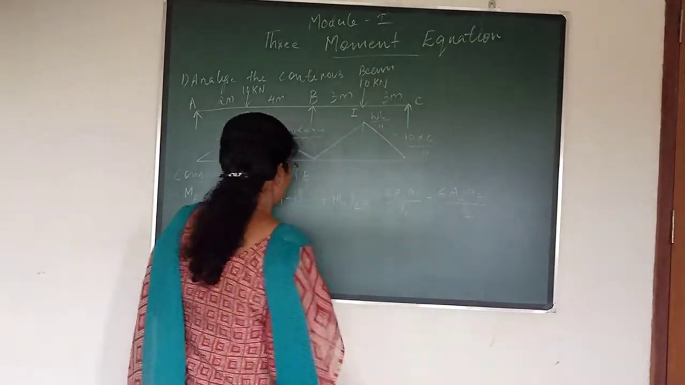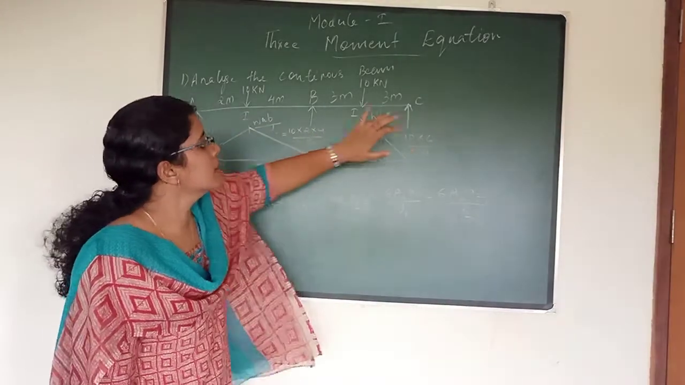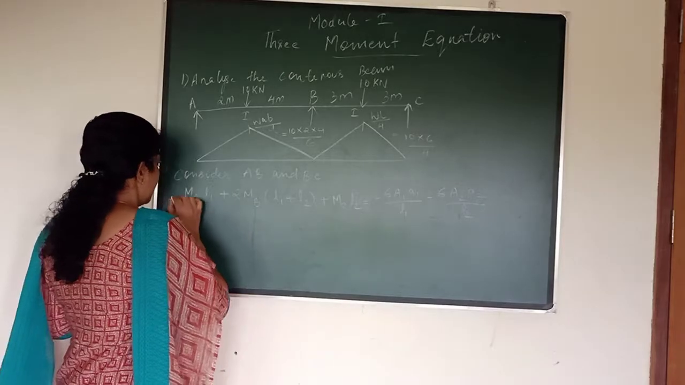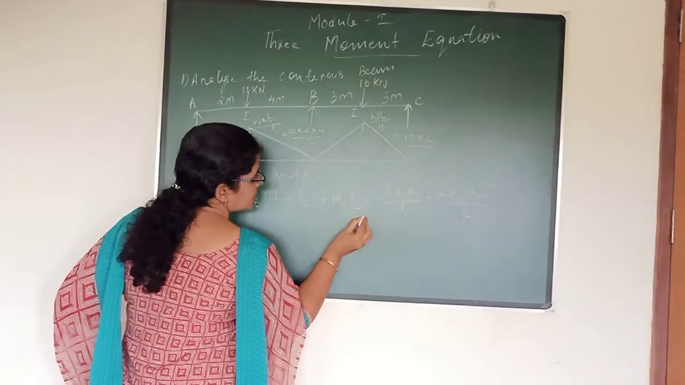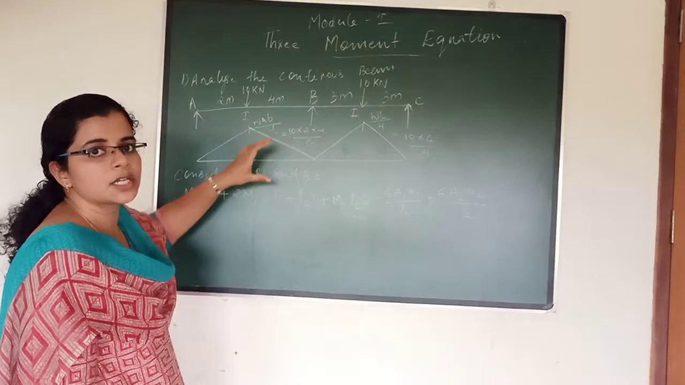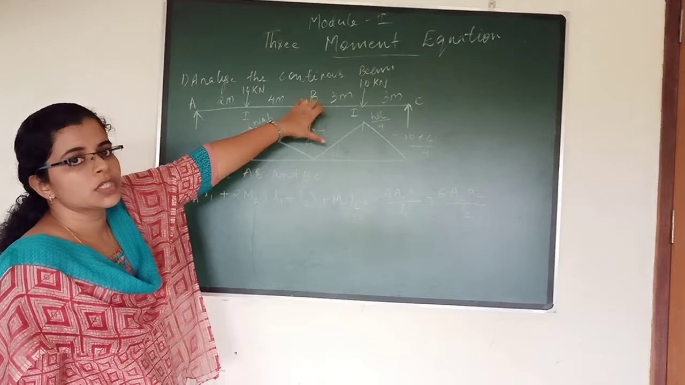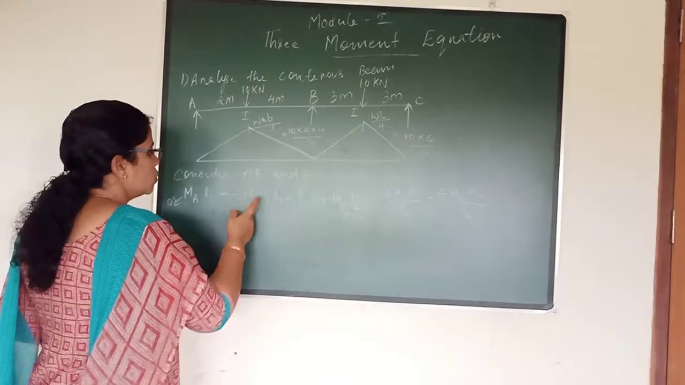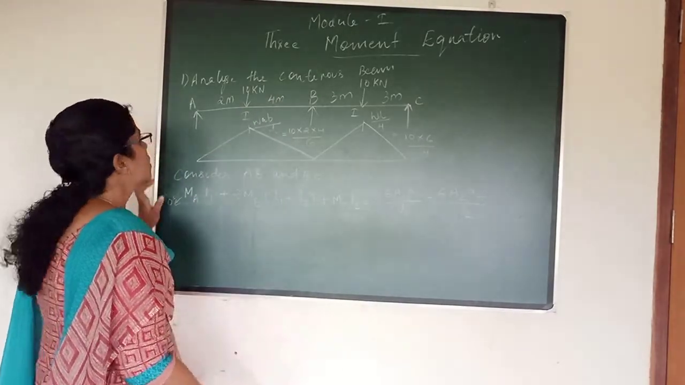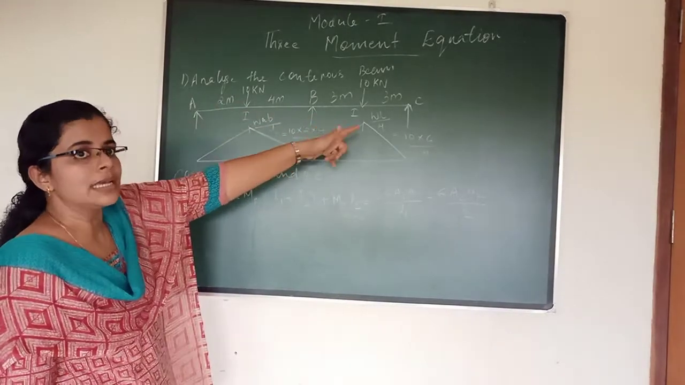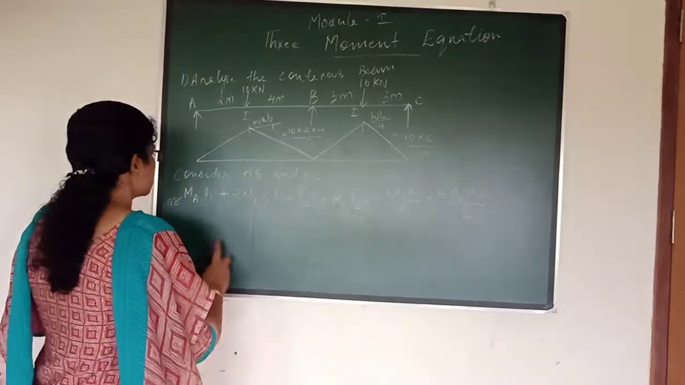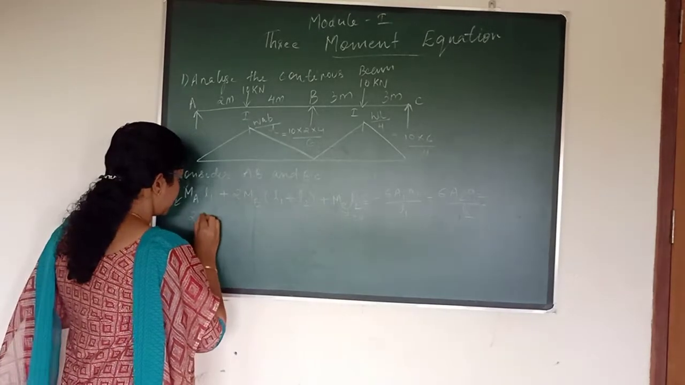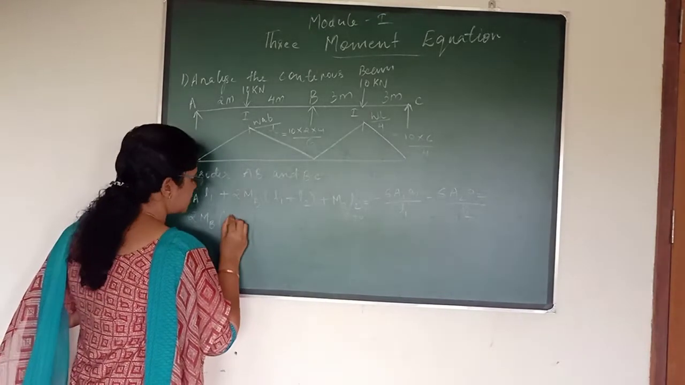Since the free supports A and C are simple supports, the moment values of MA and MC would be 0. The support B is an intermediate support, so though it is a simple support, it would act as a fixed support since it is held by the two members BC and AB on both sides. So the MB value would be there and MA and MC would be 0, as A and C are the free end supports and also simple supports. So these two terms will vanish. Only this term would remain on the left hand side, that is 2MB into L1 is 6 plus L2 is also 6.